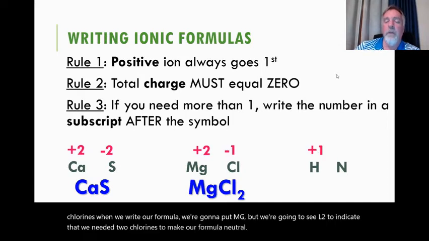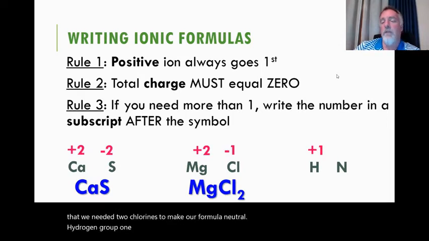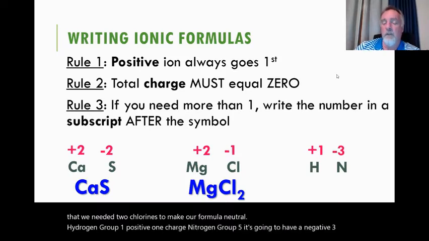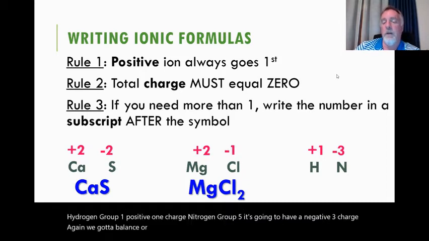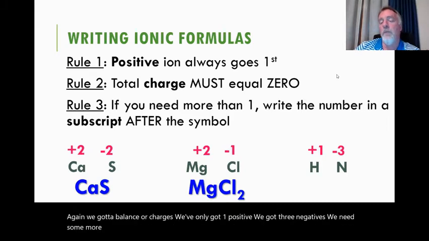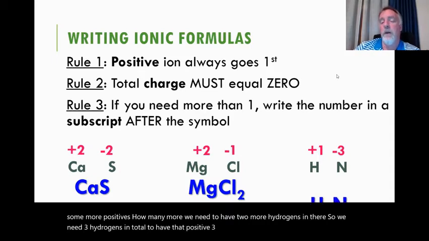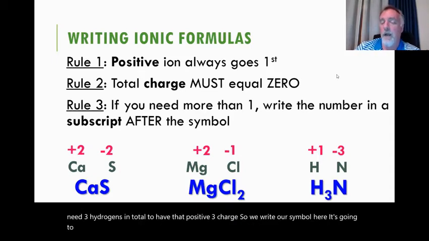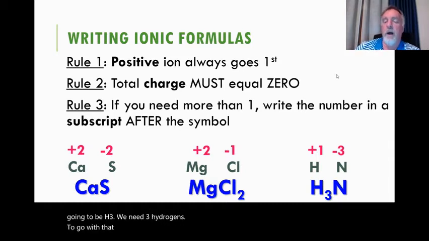Hydrogen, group 1, +1 charge. Nitrogen, group 5, it's going to have a -3 charge. Again, we have to balance our charges. We've only got 1 positive and 3 negatives. We need some more positives. How many more? We need 2 more hydrogens in there. So we need 3 hydrogens in total to have that +3 charge. When we write our symbol here, it's going to be H3. We need 3 hydrogens to go with that 1 nitrogen. That gives us 3 positives, 3 negatives. Our charge is 0. We're balanced.